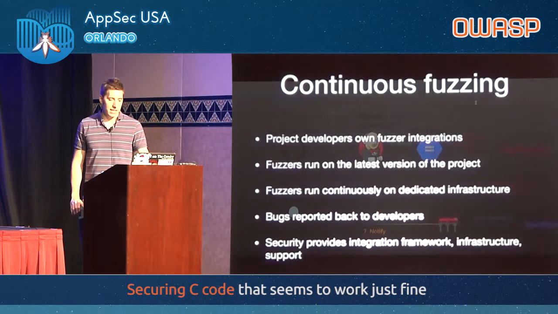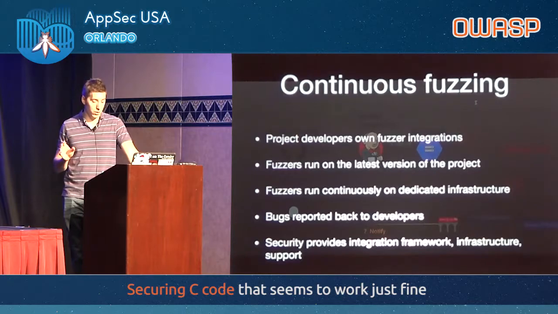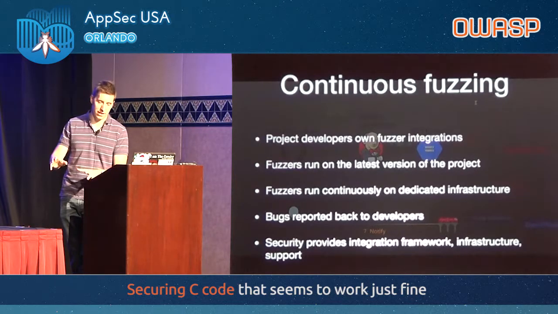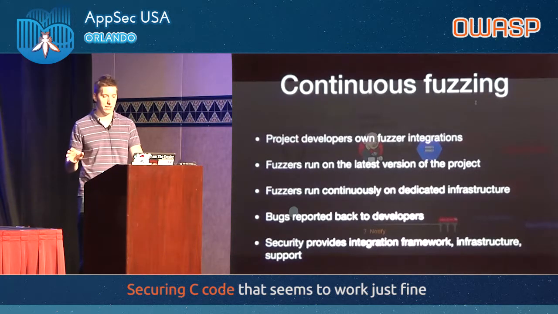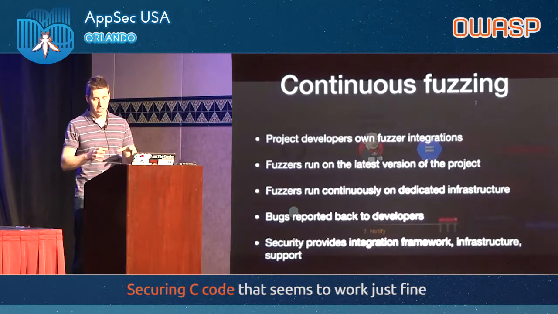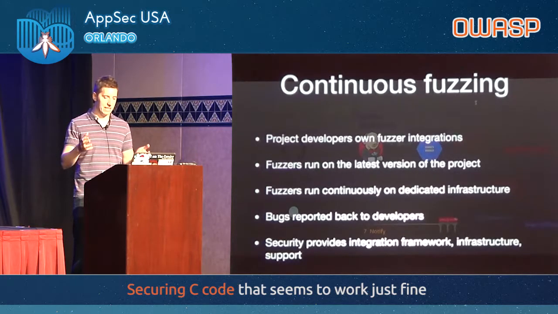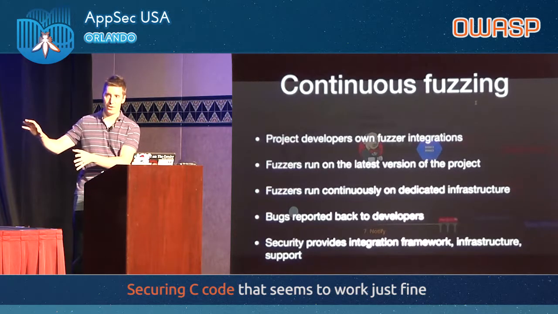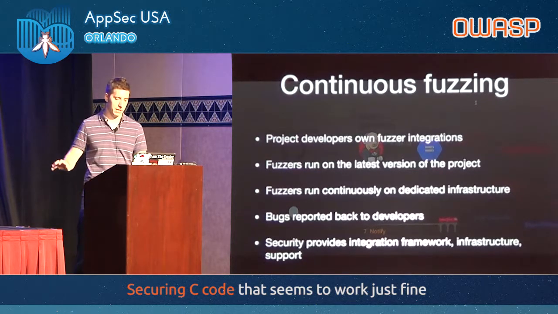In response to this, the team at Google pioneered this idea of continuous fuzzing. The idea is that project developers really own the fuzzing integrations. They're the ones writing the integrations. You always target those fuzzers against the latest or release candidate version of the project, and you run them continuously on dedicated, beefy infrastructure, like a cluster or something like that.